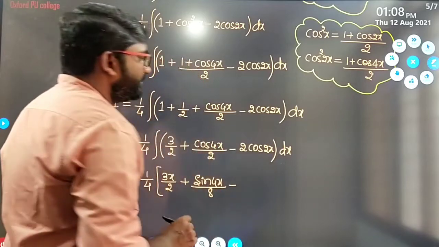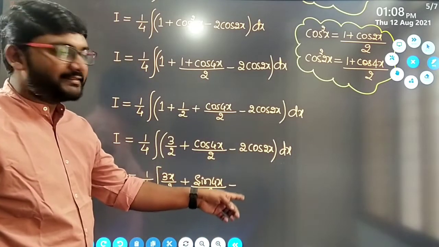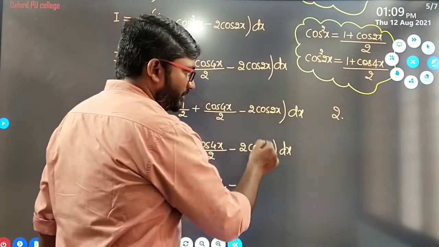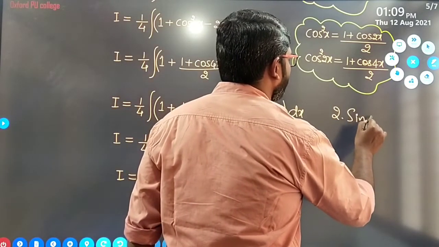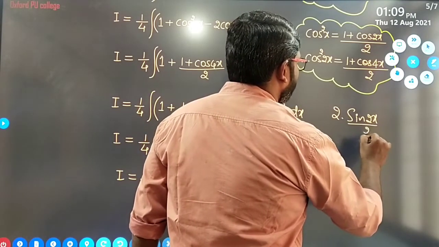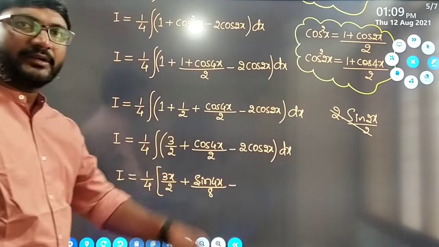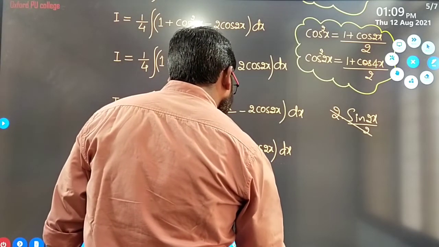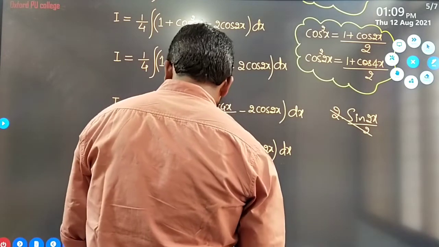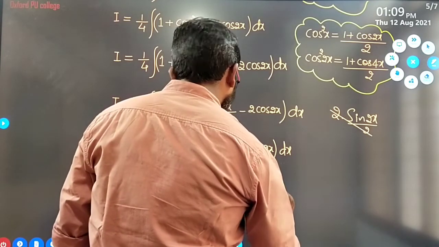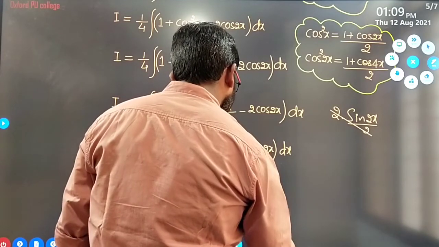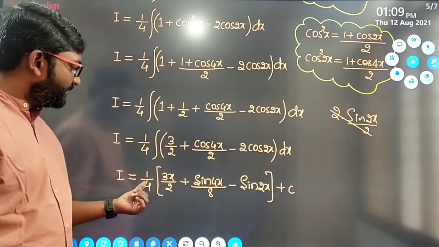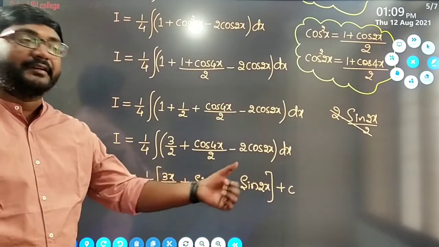Then minus 2, write it as it is. Then integration of cos 2x will be sin 2x by 2. So the 2 gets cancelled. We have only sin 2x. Close the bracket, and then write plus c. In the next step we can multiply 1 by 4 with all the 3 terms.